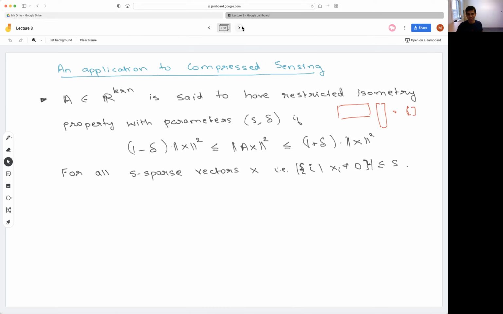Isometry is just preserving lengths, so the lengths would be equal. And here we are saying it's sort of an isometry because the lengths are almost preserved, but it's restricted because it's not preserved for all vectors, but only vectors which are sparse. And a lot of the time, the goal in compressed sensing is to design a matrix which has the restricted isometry property, or to check if a given matrix has the restricted isometry property. The problem is it's hard to check this.